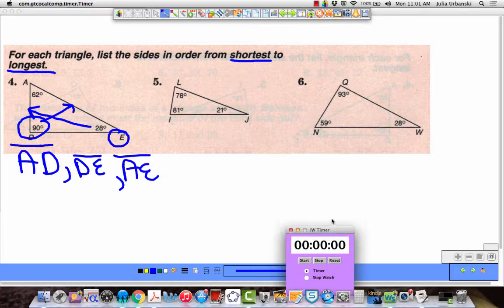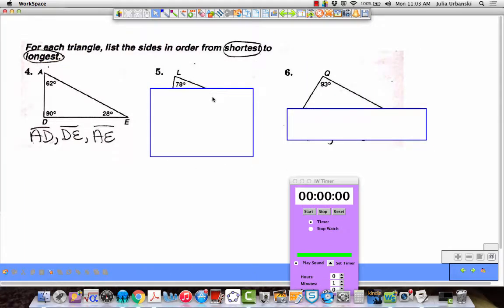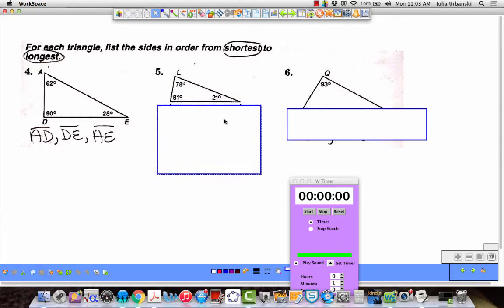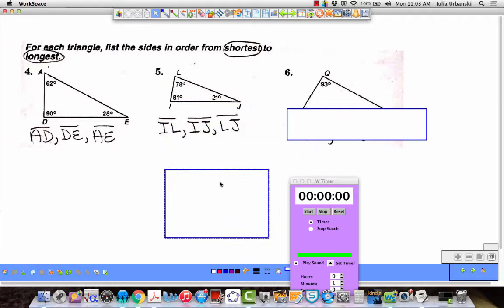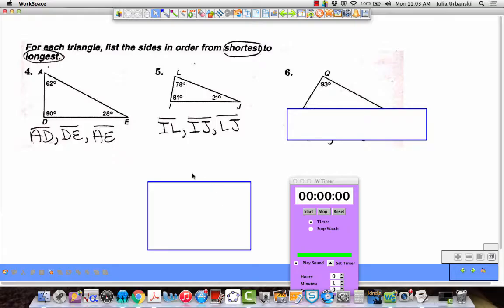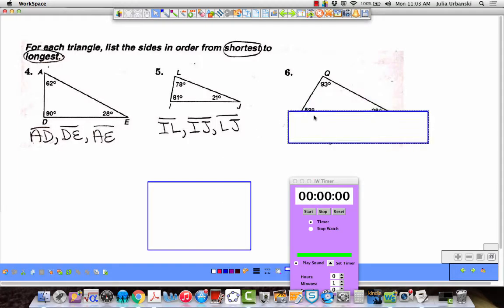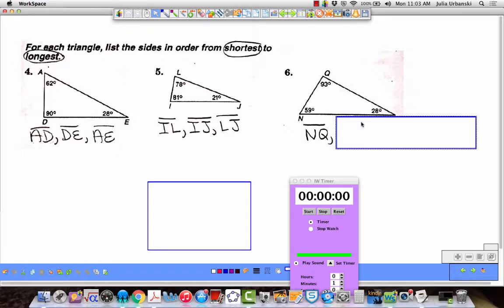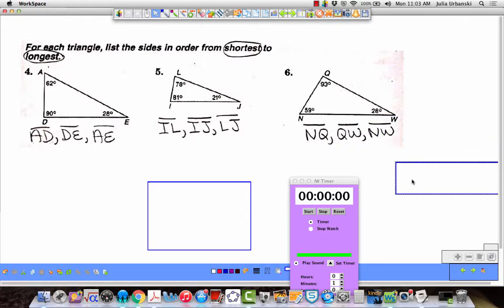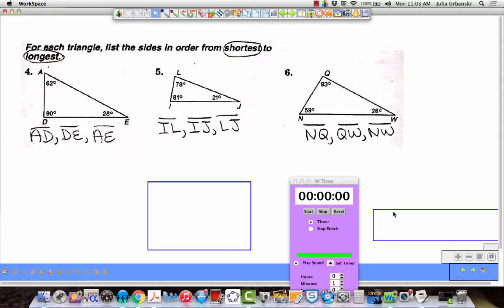Try those two for a minute. For number 5, what did you get? LJ. Good. Any questions on that one? Number 6, what was the smallest? And then? And then? Good. Any questions on that?